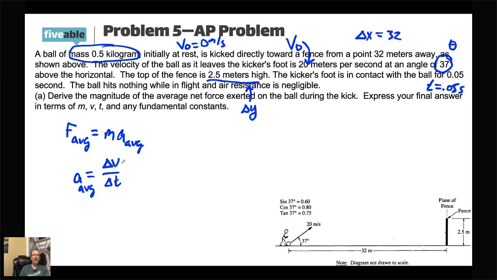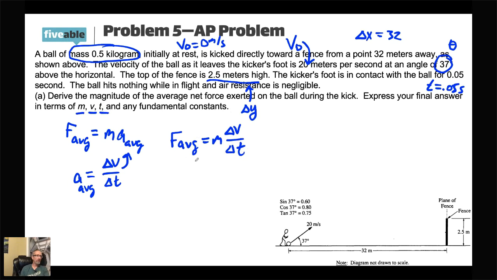We can now plug this in for what we have here. So we can say the average force is equal to mass times the change in velocity, all divided by the change in time. At this point, we can find out if we've answered everything in the right way. They wanted us to do this in terms of m, we did that, v, we did that, and t, we did that, and any fundamental constants. There's no fundamental constant here. We just have our equation.